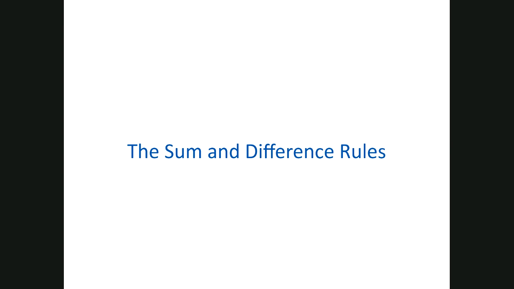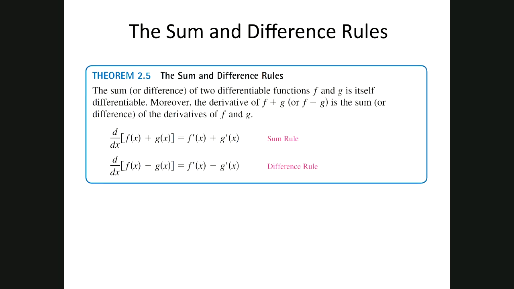The sum and difference rule. The sum and difference rule just says that you can break functions down. So for example, if I had f of x is equal to, let's say, 2x squared plus 3 cosine of x minus e to the x, it just says that I can take the derivative of this, and then I can take the derivative of this, and then I can take the derivative of this. That's all it's saying, is you can break the derivatives apart.